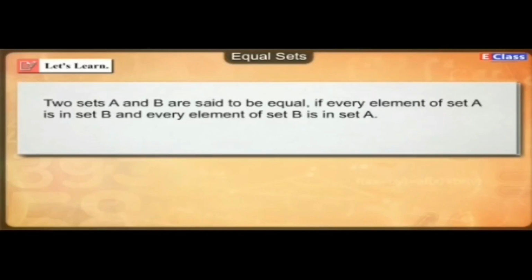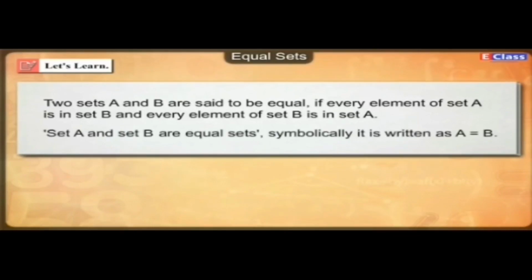Equal sets. Two sets A and B are said to be equal if every element of set A is in set B and every element of set B is in set A. If set A and set B are equal sets, then symbolically it is written as A = B.